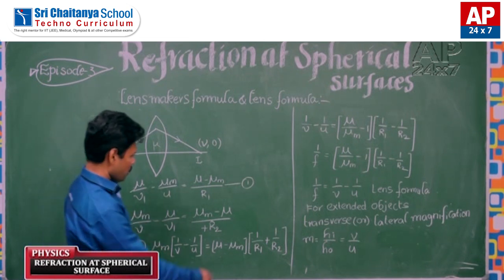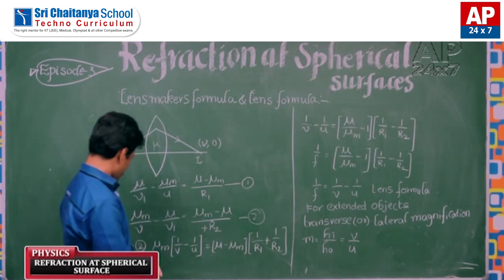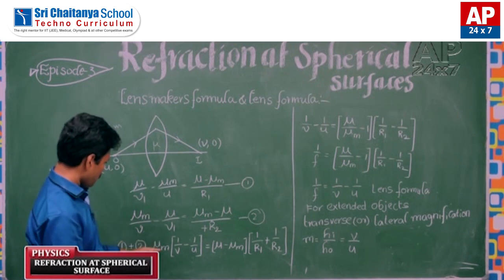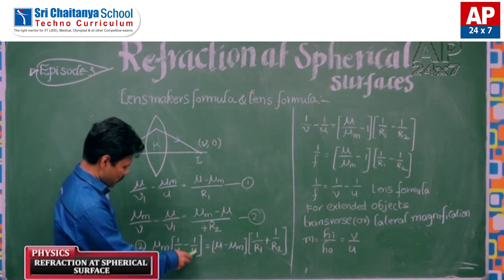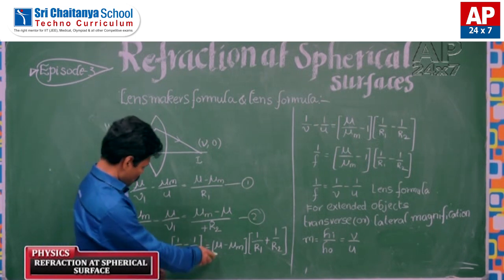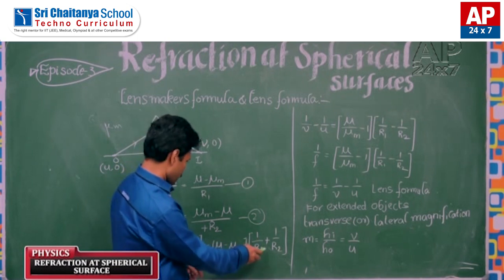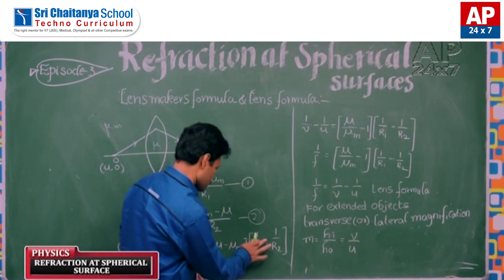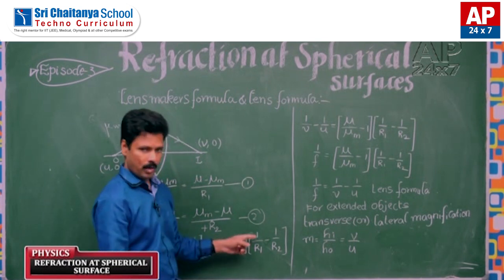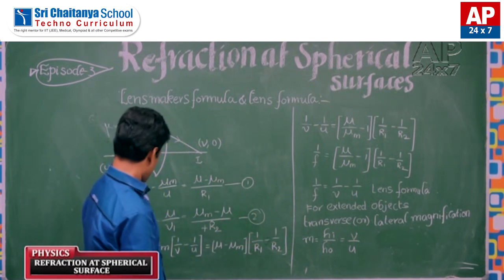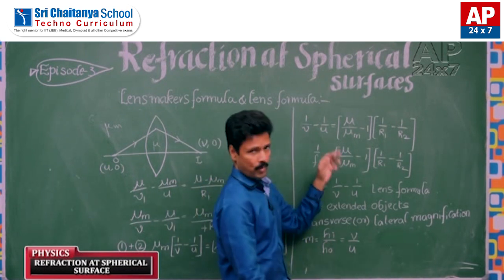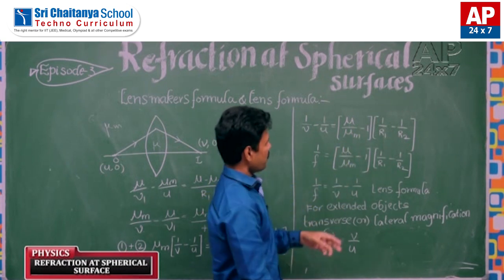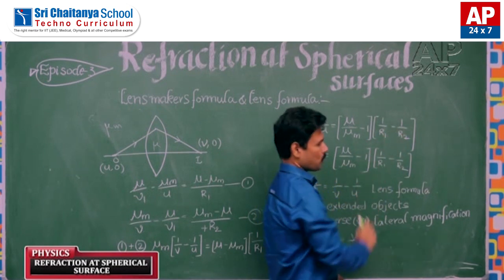Let us take now equation 1 and equation 2. Take the sum of these two, then see what we get. It is mu m into 1 by v minus 1 by u, equal to mu minus mu m into 1 by R1 minus 1 by R2. Yes, 1 by R1 minus 1 by R2. Now 1 by v minus 1 by u is equal to mu by mu of the medium minus 1, into 1 by R1 minus 1 by R2.